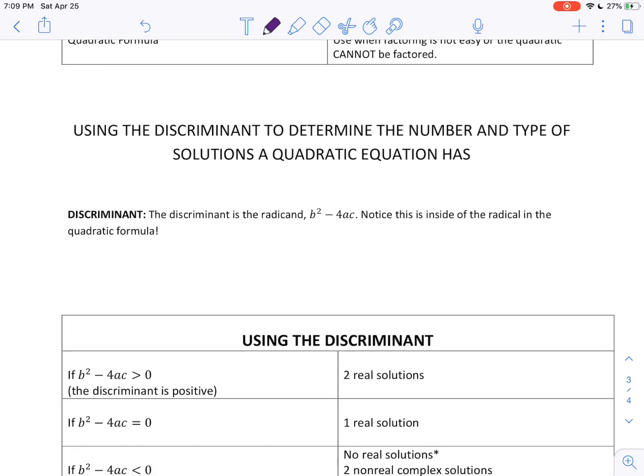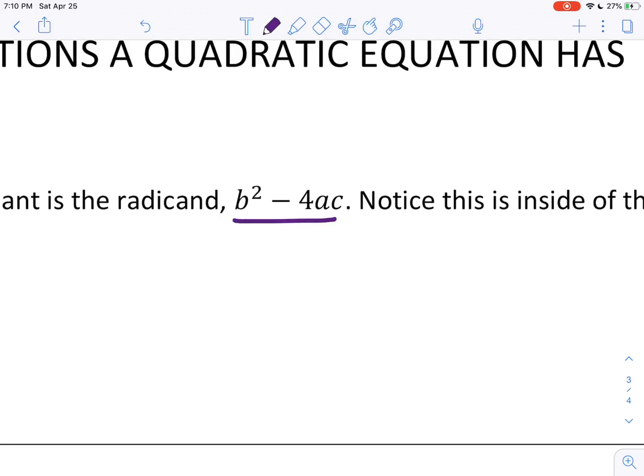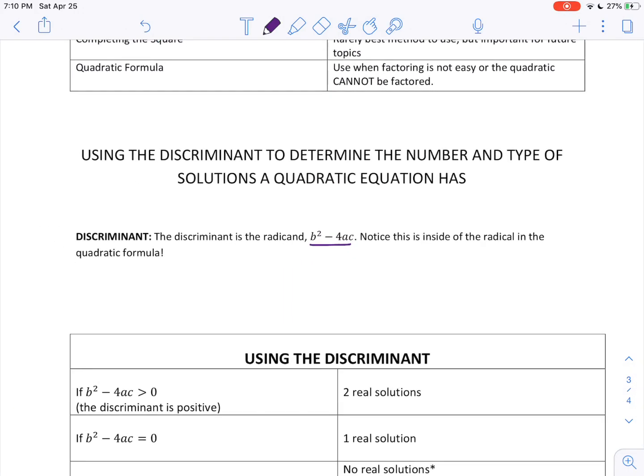Okay, and the last thing I want to talk about is your discriminant. So you could use your discriminant to determine the number and type of solutions that your equation has. Okay, so the discriminant is the radicand, meaning it's what's inside of a radical, and if you notice, it's b squared minus 4ac, that's what's inside of the radical of the quadratic formula. So inside of that is going to tell me how many solutions I'm going to have and what type.